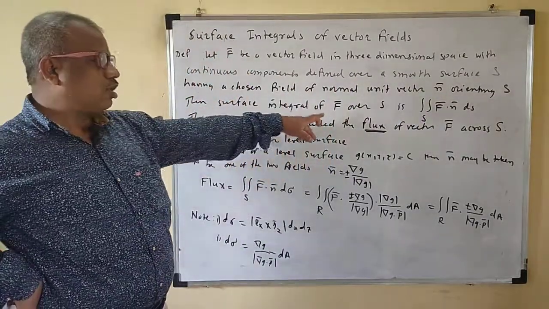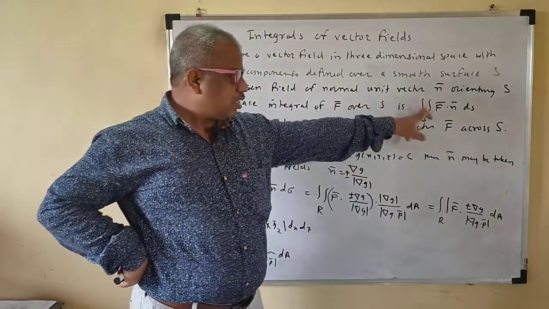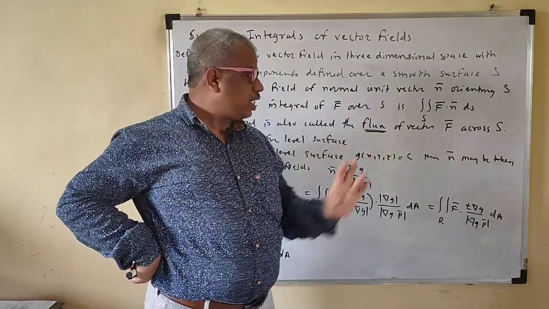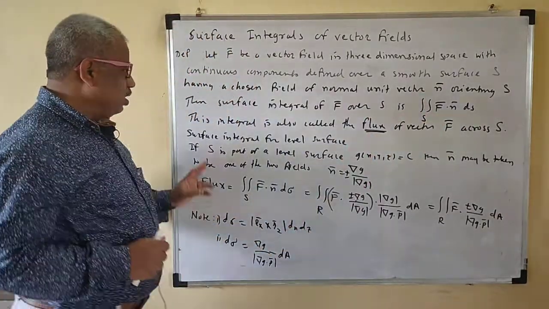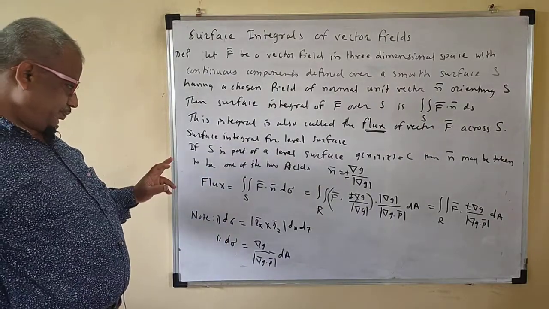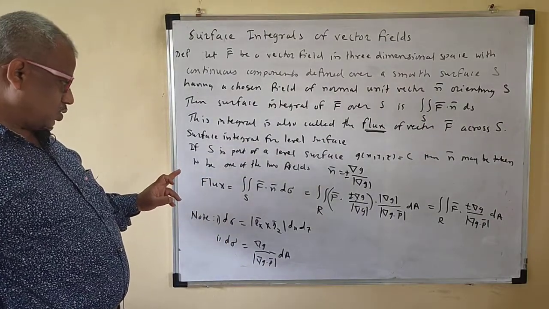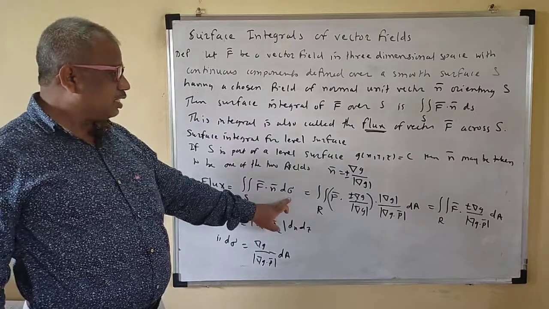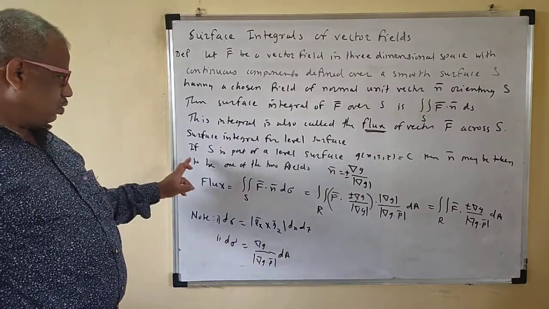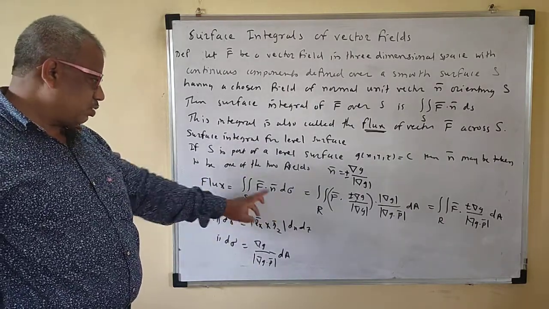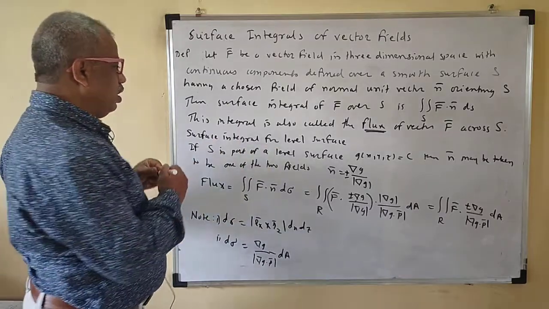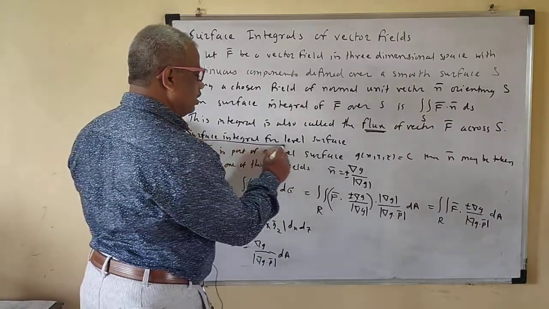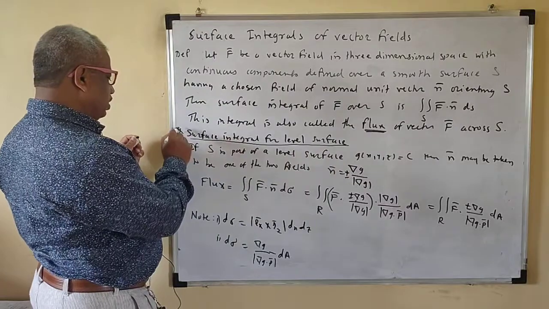Then the surface integral of f bar over S is a double integral over S of f bar dot n cap ds. Okay, so that is the surface integral. So ds or d sigma doesn't matter for this one. This is called a flux. Now, surface integral over a level surface. This is the next point.